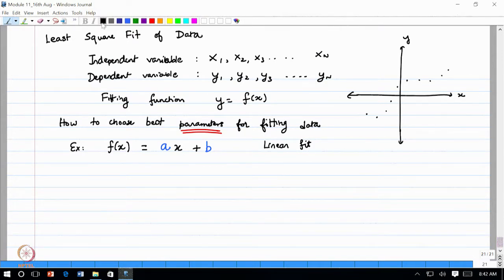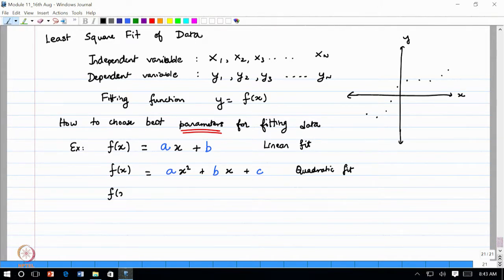Okay. Another example, you can fit into any function. You can fit into a x square plus b x plus c. This is a quadratic fit, and here there are 3 parameters a, b, c. Okay. And you can go on, you can also do other functions.